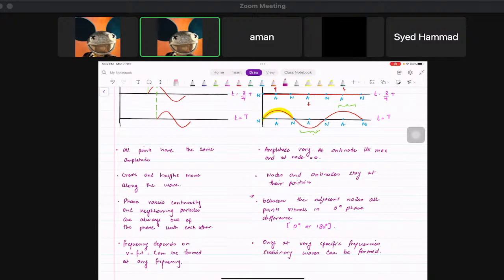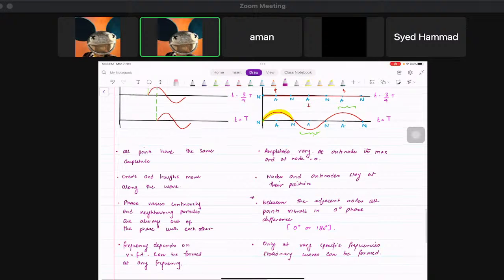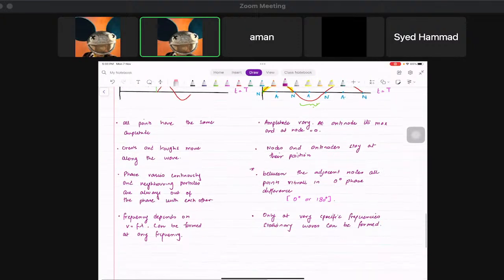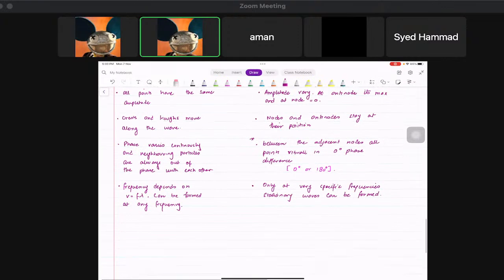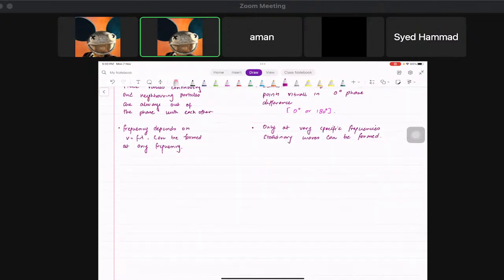Okay, so now when I say stationary waves are formed at very particular frequencies, we can actually see how and why. So basically, there are three different systems through which you can create stationary waves. The first system is called the closed system.